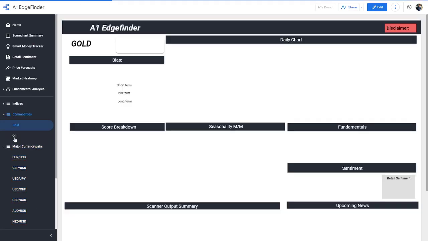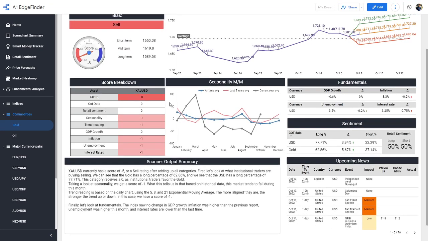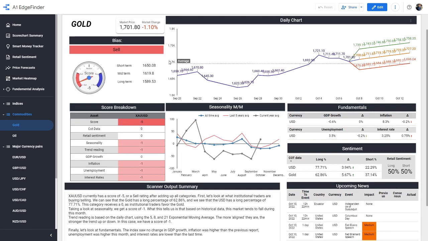So let's go to gold and see if there's anything there. Yep, gold is under a sell category here. And by the way, you can always pause the video if you'd like to when I pull up these charts, and you can read along with why the Edge Finder thinks one thing or the other, but just a little interesting stuff there. Gold overall, like I said, sell bias.